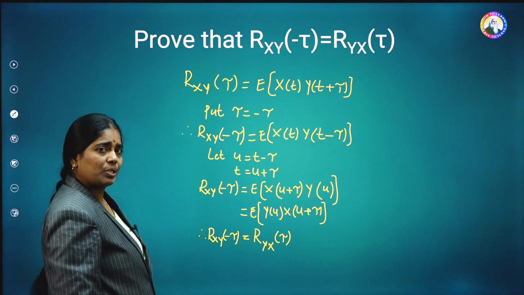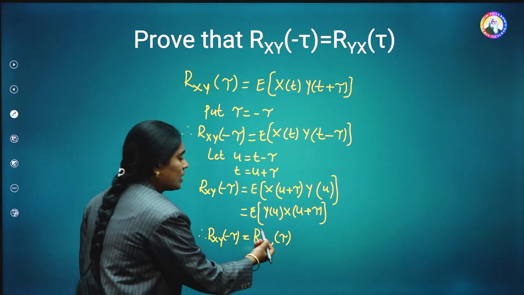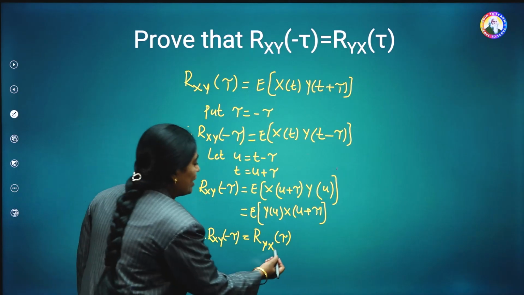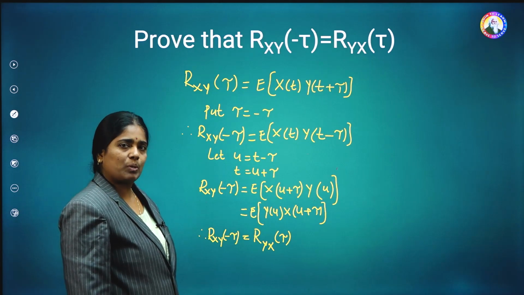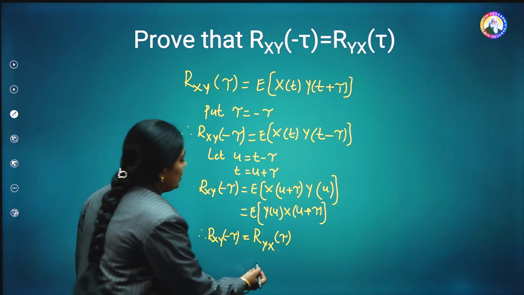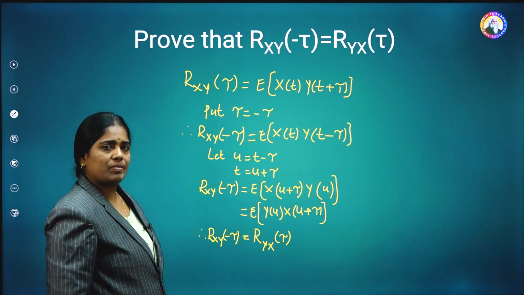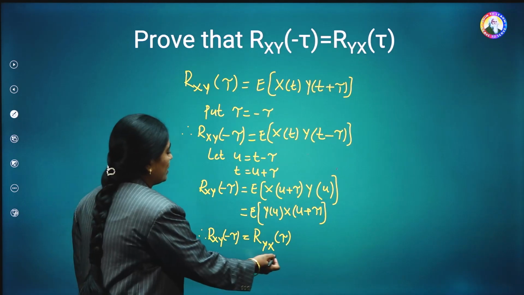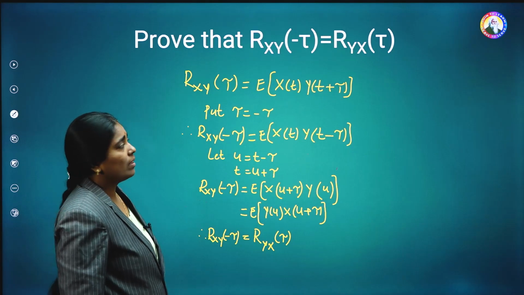That means, when you have replaced tau with minus tau, the corresponding random processes x of t as well as y of t are interchanged. But there is no minus here, that's why it satisfies the symmetrical property, but not the even symmetry. Suppose these two are not interchanged, then you can tell that those are satisfying the even symmetry property. But the cross-correlation function satisfies only the symmetry property.